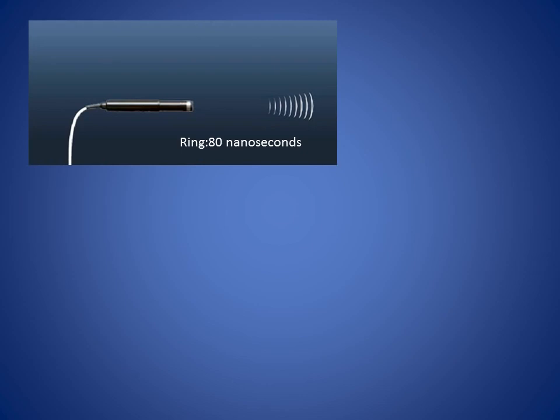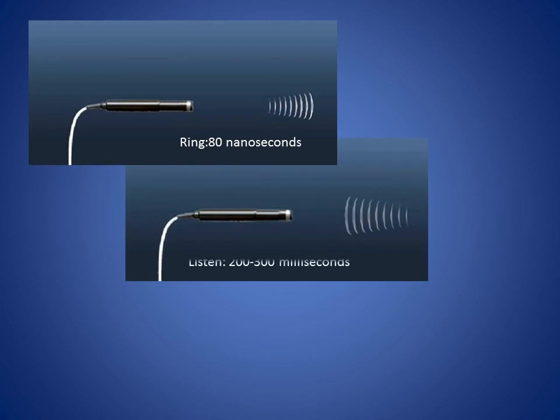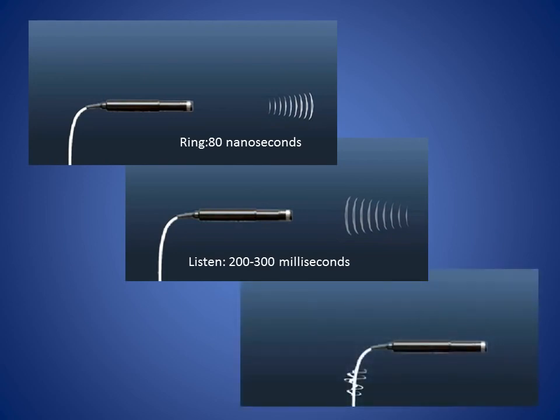When the current is switched off, reflected sound waves, or echoes, cause the crystals to vibrate, producing electricity. This electrical signal is then processed by the ultrasound machine to produce an image.